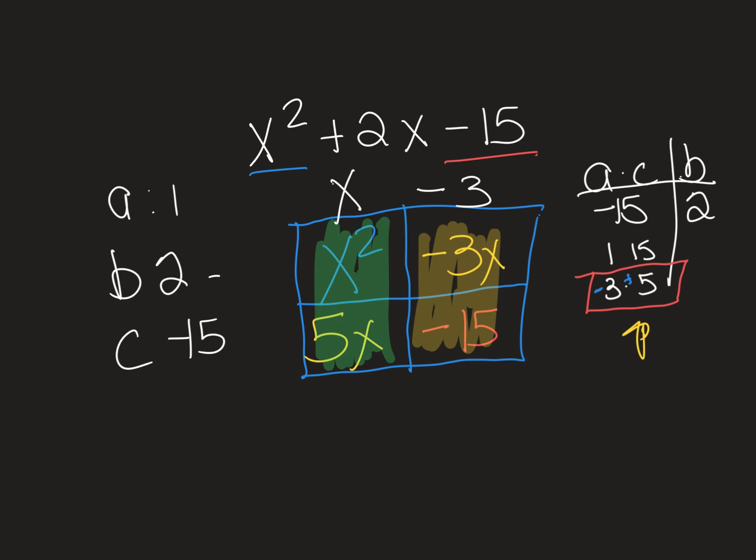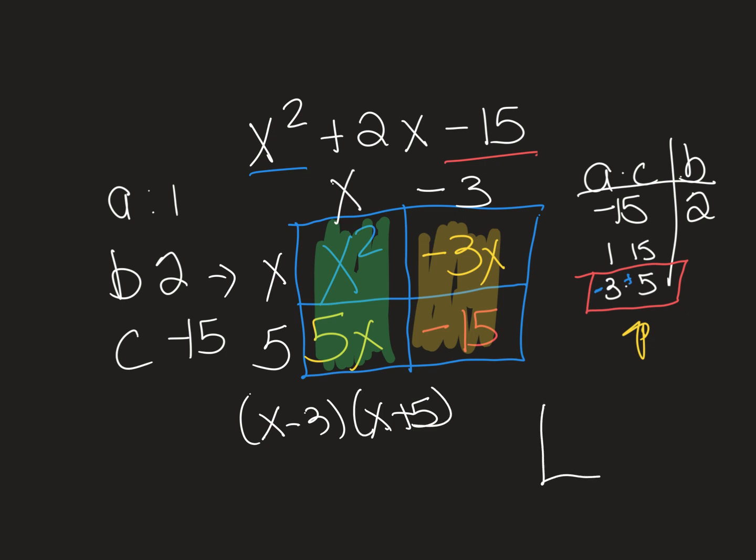So here, I have x squared and negative 3x. I can factor out an x. And then down below, 5x and negative 15, I can factor out a positive 5. So I am left with my factors of x minus 3 and x plus 5. Okay, how can I check that?